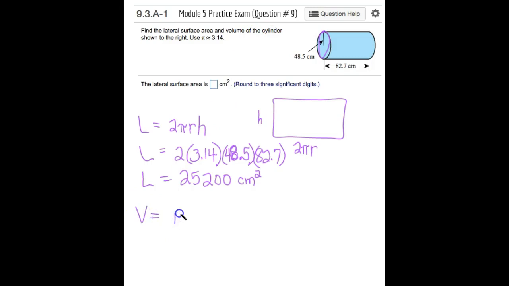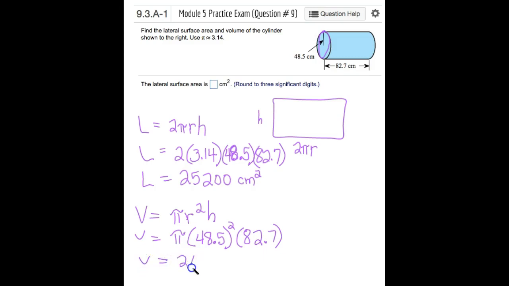So with volume, we take the area of one of the base units, which is a circle in the case of a cylinder, and you just multiply it by the height, or the distance between those bases. So the radius is going to be the same as it was above, 48.5, and we're going to square that number. We want radius squared. And then again, the height is the distance between the bases, so 82.7. And again here we want to round to 3 significant digits.